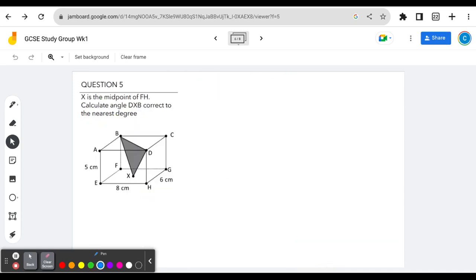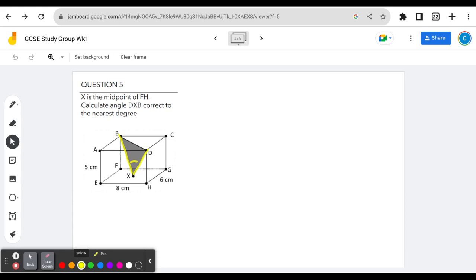Question number 5. So this is trigonometry in 3 dimensions. The way I get students to solve it is by pulling out some two-dimensional representations of what's going on. So you'll see what I mean here. So we're calculating the size of angle DBX, which I'm going to show in yellow. So D to X to B, this one here. So it's that angle there that connects D via D to X to B. We're trying to find that angle there.